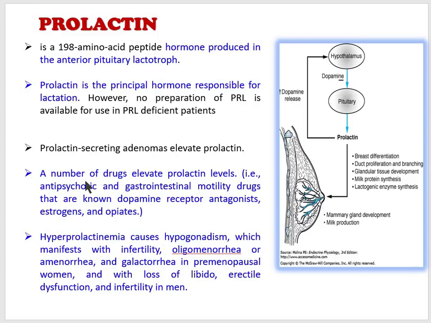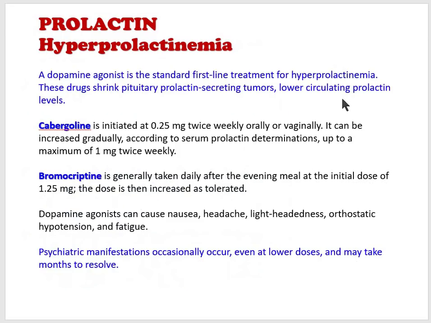So if you know this information, how can we treat it? If you see the dopamine and negative sign here, dopamine is actually inhibiting this pathway. If you have dopamine, it will decrease prolactin secretion. That makes dopamine agonists the standard first-line treatment for hyperprolactinemia. These are examples of those drugs: cabergoline and bromocriptine.